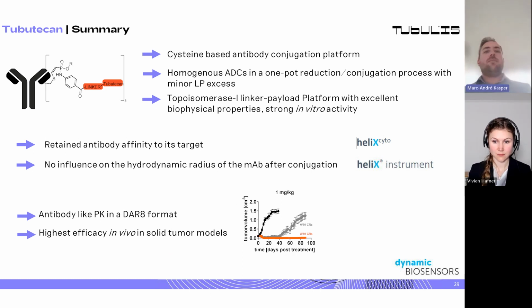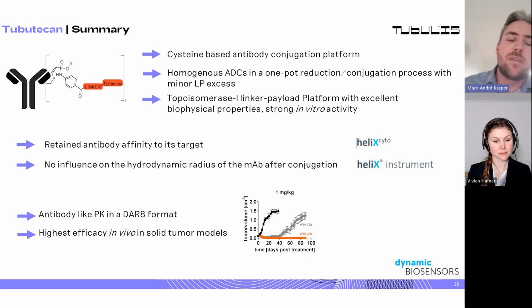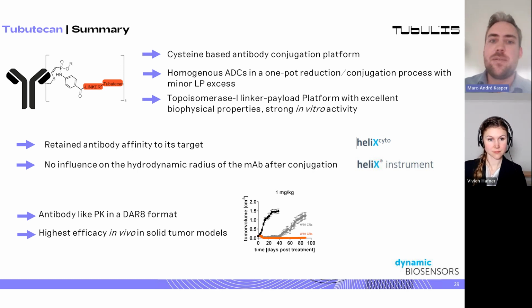And here I already come to my summary. So today we talked about a cysteine-based antibody conjugation platform, which we call P5 labeling. It enables us to generate homogeneous ADCs in a very quick way, in a one-pot reduction and conjugation process. We only need minor excess of the cytotoxic material. This is, of course, important because it's expensive and also toxic. We have combined this with a topoisomerase 1 linker payload platform, which we call Tubulis, which has excellent biophysical properties and very strong in vitro activity.